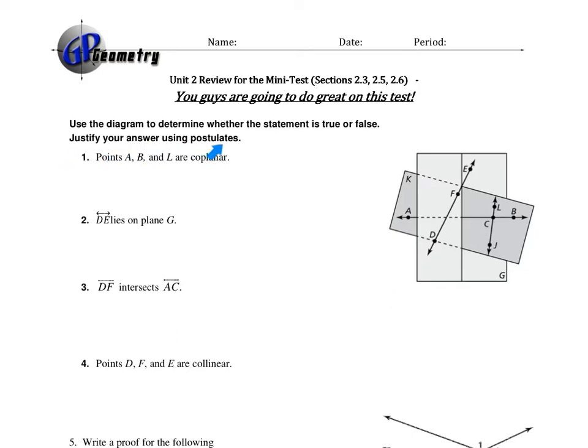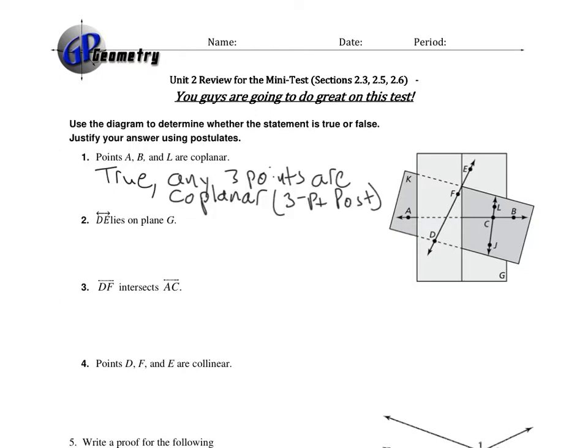You don't have to necessarily remember the name of the postulates, but just need to be able to explain those postulates. So points A, B, and L are coplanar. That's the first thing. A, B, and L are coplanar. That's true. You can see they're all on plane K, but even more important than that, this is true because any 3 points are coplanar. So it doesn't matter where the points are, they're going to be coplanar.